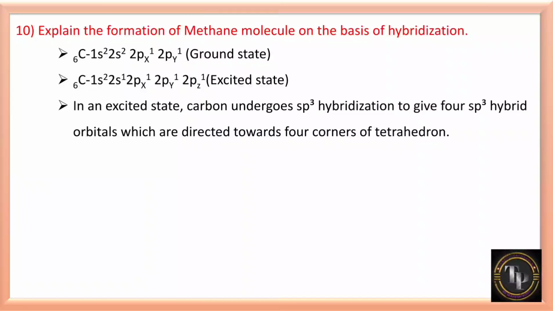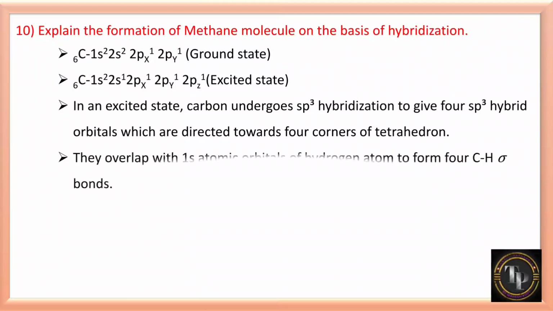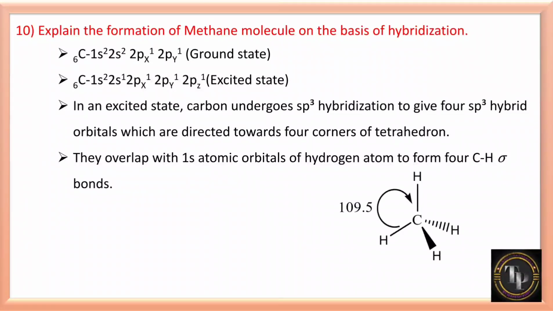In an excited state, carbon undergoes sp3 hybridization to give 4 sp3 hybrid orbitals which are directed towards the 4 corners of the tetrahedron. They overlap with the 1s atomic orbital of a hydrogen atom to form 4 C-H sigma bonds. This is the structure of methane, guys.